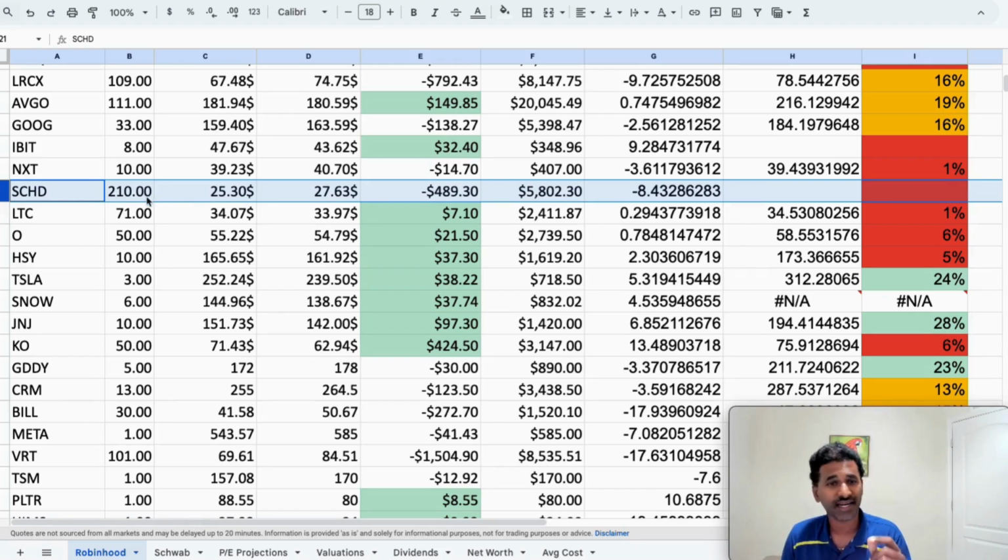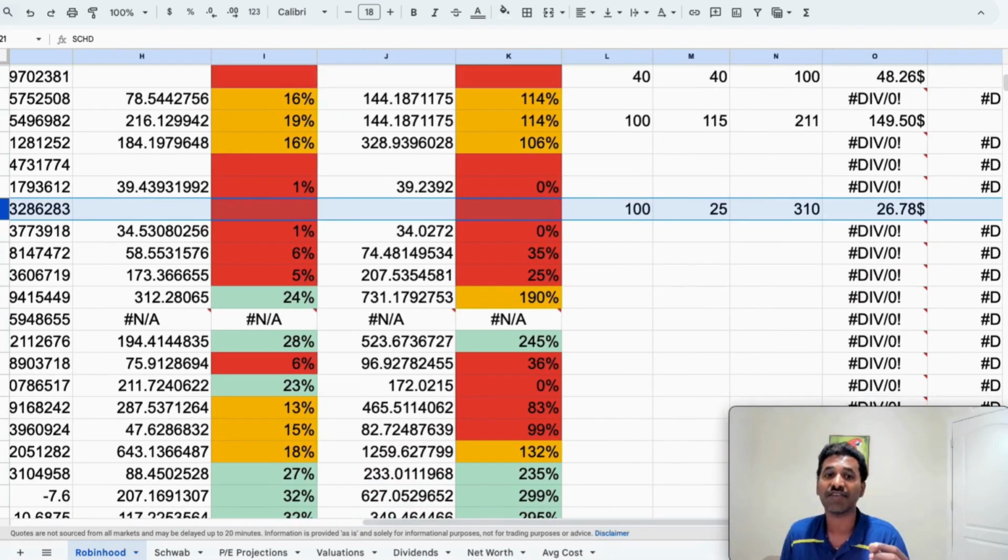I have 210 shares of SCHD with an average price of $27.63. Right now it is trading around $25.30. So I'm down about 8% on this position. So let's say I want to buy 100 more shares at an average price of $25. I will have a total of 310 shares and my new average cost will be $26.78 per share. Just like that, I've improved my position, and when the stock starts recovering, I'll break even much faster.